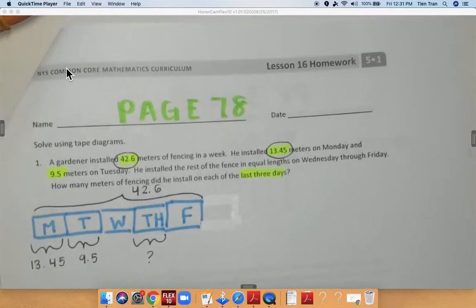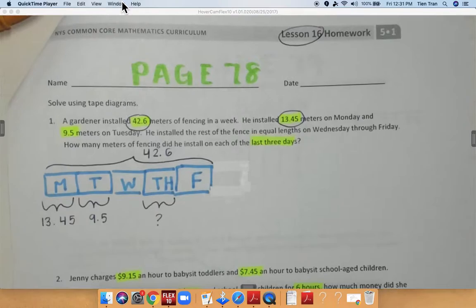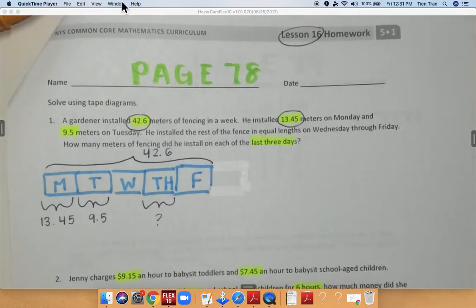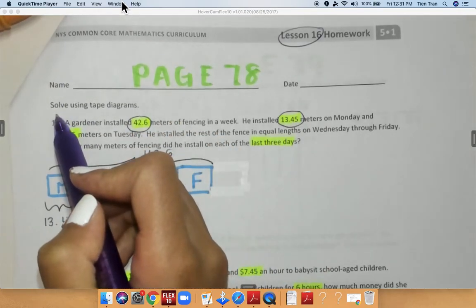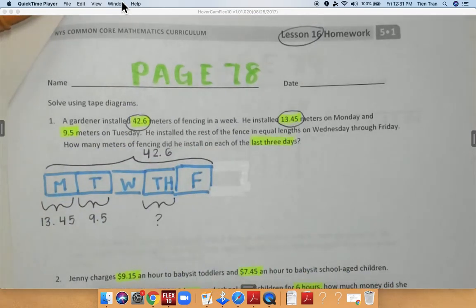We are on page 78, lesson 16 for homework. Make sure you are turning to the correct page. We are on page 78, lesson 16, homework. Now, the first equation it says here, solve using tape diagrams. So if you notice, I drew tape diagrams so that you can visually see what is going on.